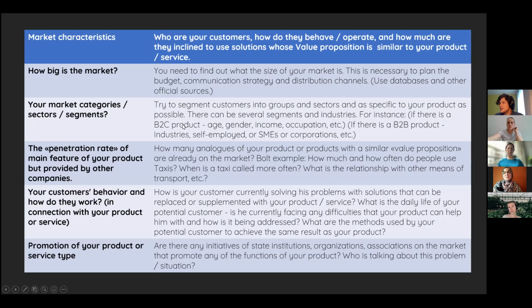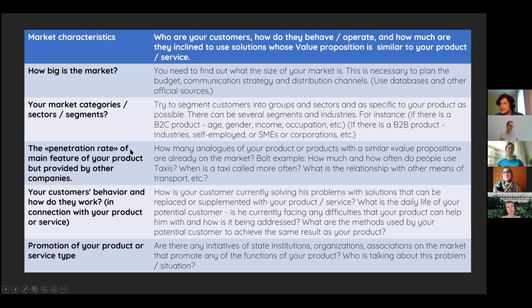For instance, if there is a business-to-customer product, you could segment your customers by age, gender, income, occupation, etc. You can find this in databases too. However, if this is a B2B, business-to-business product, then you can look up industries, whether companies are self-employed people or small and medium corporations, and so on. This is possible to find in these databases. After this presentation, I will send you some useful links, so don't worry.